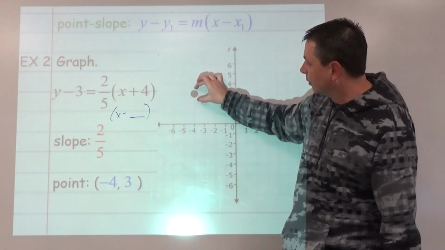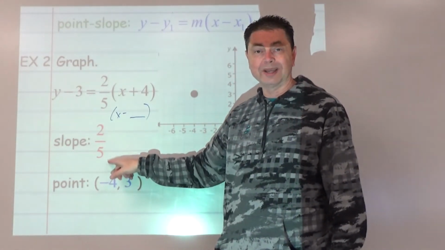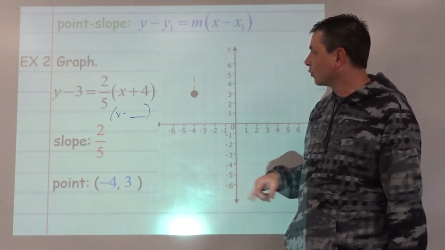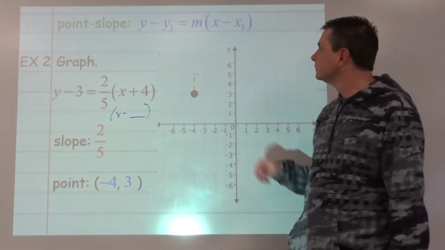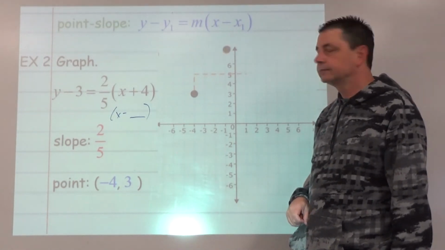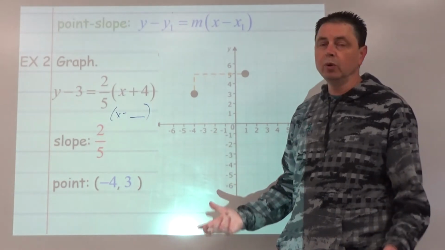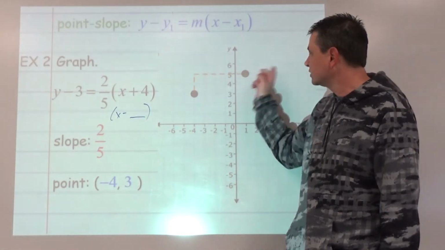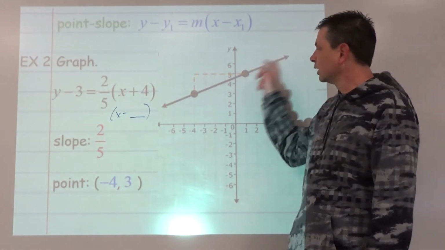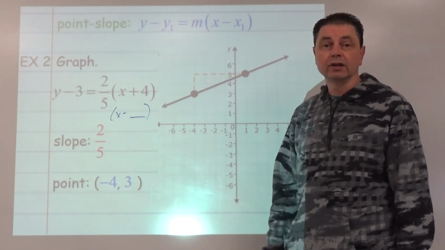And now from there we can use the slope. It's positive, so up 2 and then right 5. Plot the point. Once we have 2 points that determine the line, we can draw the line, use a ruler, arrows at both ends, and there's our graph.